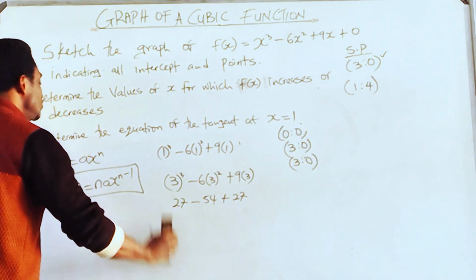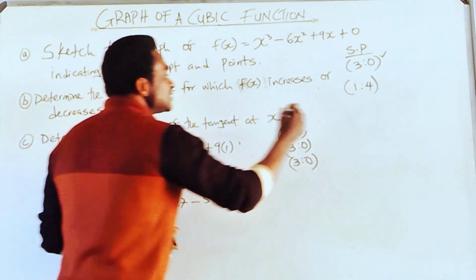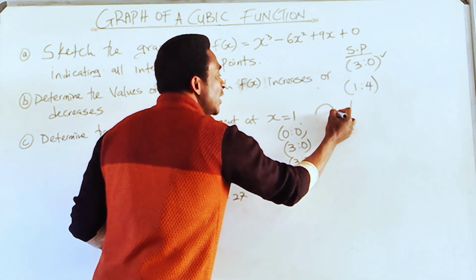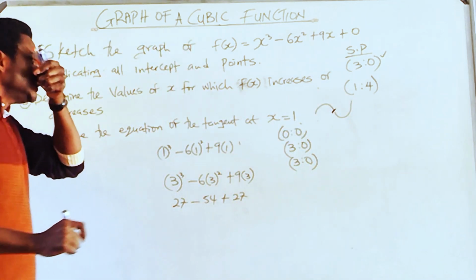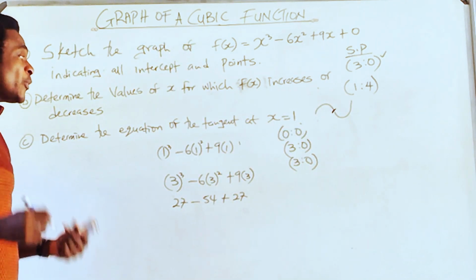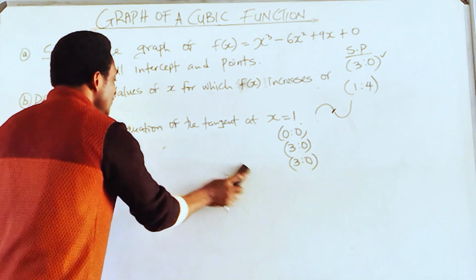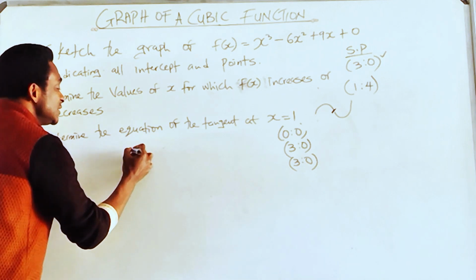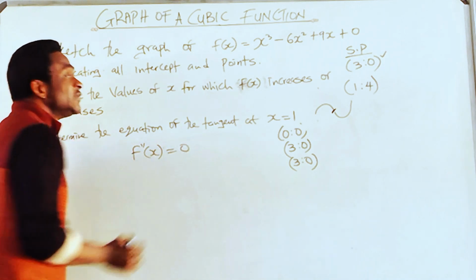Now, what else do we need to complete our graph? On this graph, you will see that there's a point that joins this part of the curve to the other curve. That is what we classify as our point of inflection. How do we get our point of inflection? The point of inflection is gotten by equating the second derivative of that function to 0.